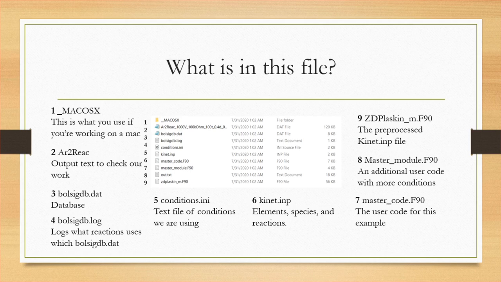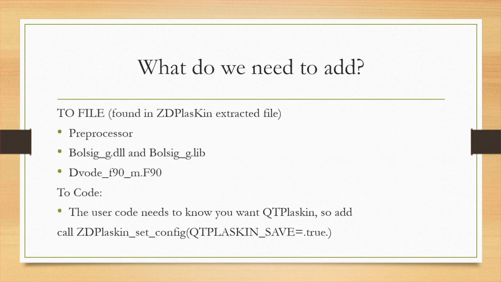Number 6 is our connect.inp. I showed this guy in the last slide. The master code is our main user code. This has all of our initial densities and subroutines. This code uses the conditions INI data. Then we have the master module, which has even more conditions. And then finally, that leads us to our ZDPlasKin module. This means that the connect.inp has already been pre-processed, and that's something that we don't have to do in this case.